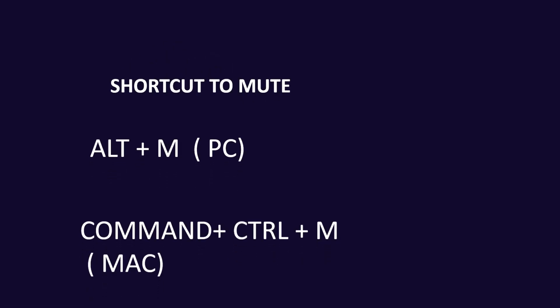There are some shortcuts available to mute, apart from directly hitting the mic button. If you are using a PC, you can just press Alt and M together. Then it will be muted. If you are using a Mac, press and hold Command, Control and M together, then the mute button is toggled. Now your voice or your environment noise will not be heard in the meeting.